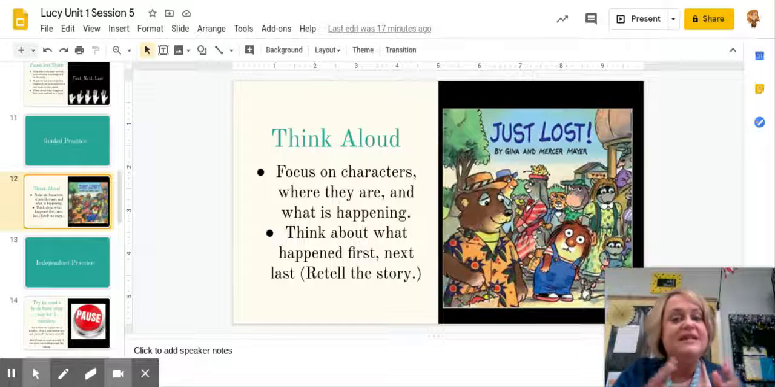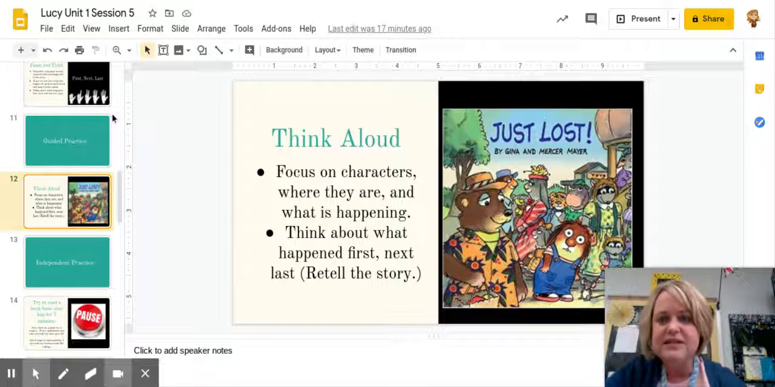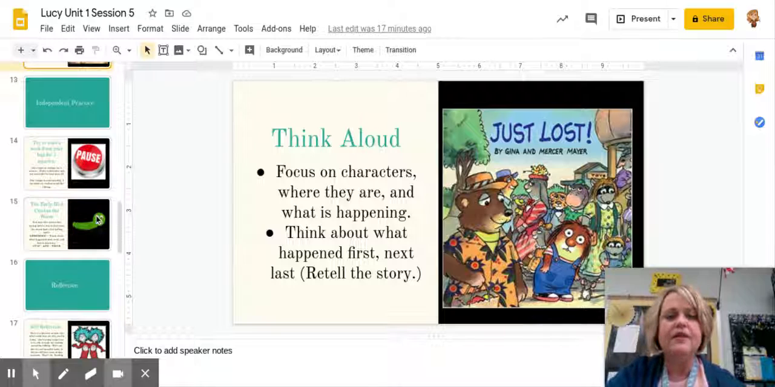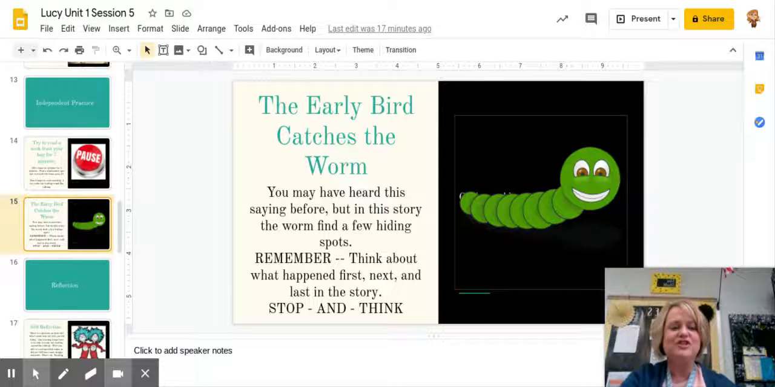So that's how we sequence the story. That's how we stop and we look at the pictures and we talk about what happened first, what happened next. Today, you are going to be reading a passage that has a sequence of events. The title of your story is called "The Early Bird Catches the Worm."